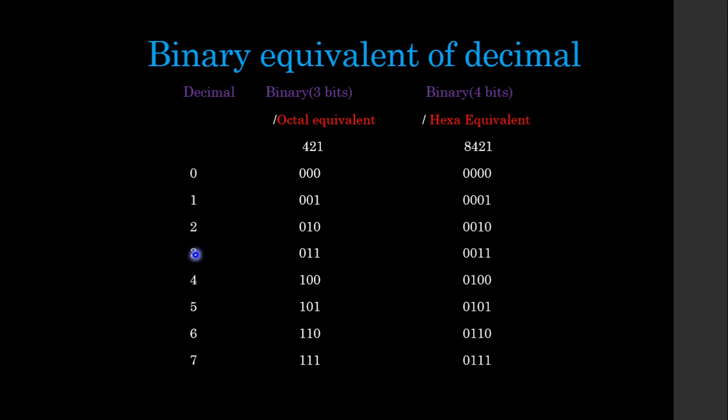When I want to write 3 as an octal number or a binary number, I have to say 1 plus 2 is 3. So 1 and 2 are present. The third position, that is the value 4, is absent. So 1 plus 2 is 3. When I want to represent 4 as a binary number, 4 is present, the value is complete, so the 2 and 1 positions are 0.